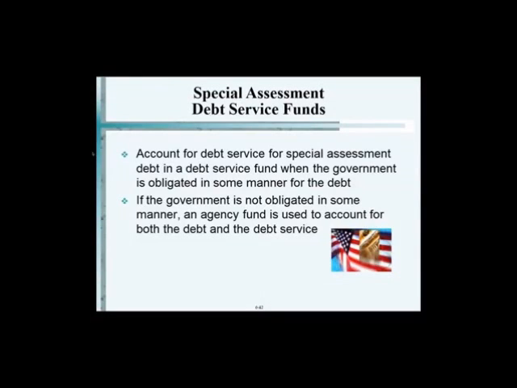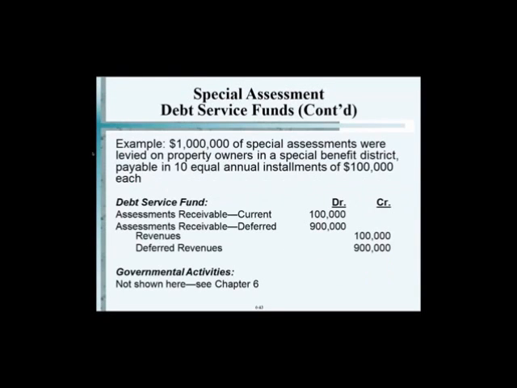Okay, in this case, they did $1 million worth, and where are they getting their money from? From the property owners. So when they set up a receivable, here, $1 million worth of special assessment has been levied, payable in 10 equal assessments.